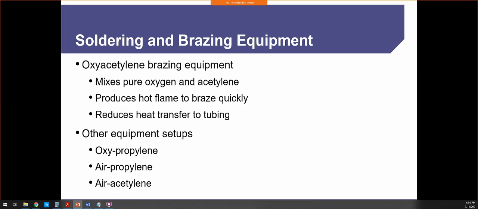The other setups we have are oxypropylene, air propylene, air acetylene. We heat that area up really quickly, we apply our filler, and we're able to leave the site without damaging anything else potentially, if we're to use something like a MAP gas.